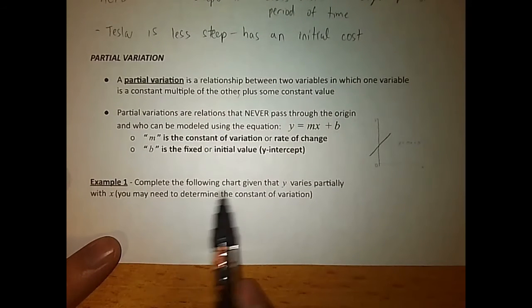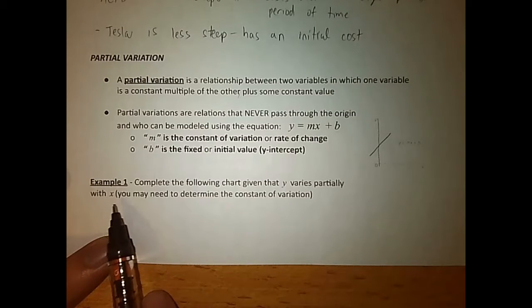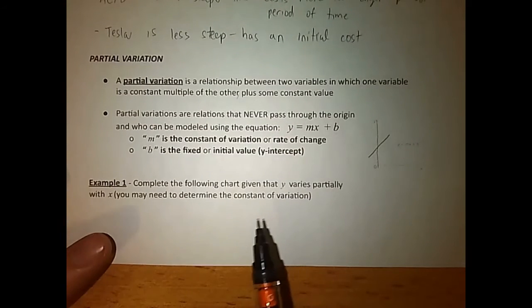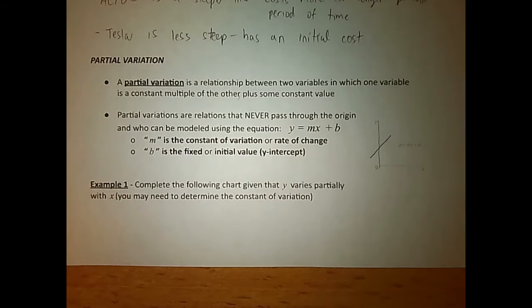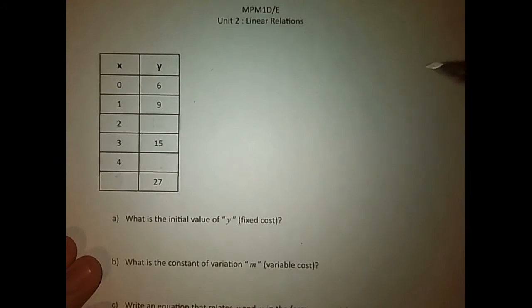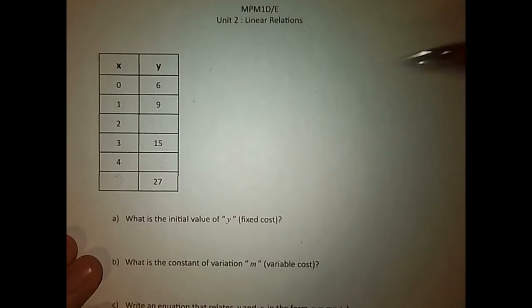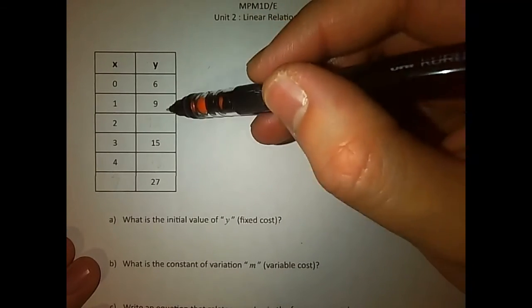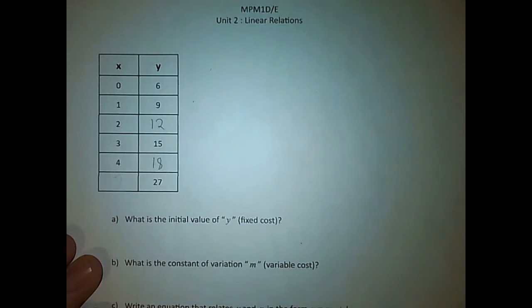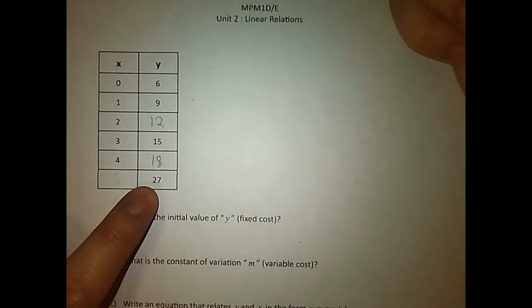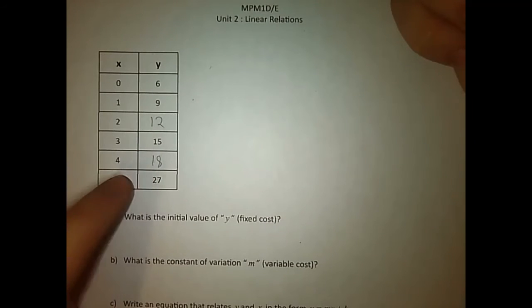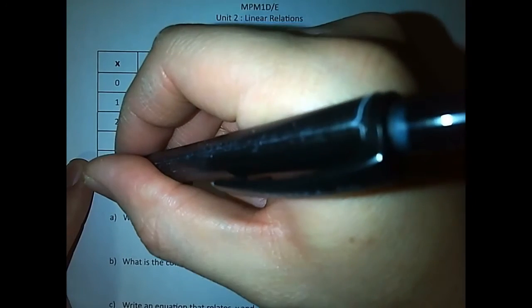So for our next example, let's complete the following chart given that y varies partially with x, and we may need to determine the constant of variation. The notes got a little bit cut off, so that's why example 1 isn't up here. But here's our table of values. We can see just between these two that we're going up by 3s. It's going to be 12, 15, and then 18. Then it jumps to 27, so this isn't going to be 5. We have to see what number is going to go here for it to be 27. So 21 would be 5, 24 would be 6, and then 7 would be 27.